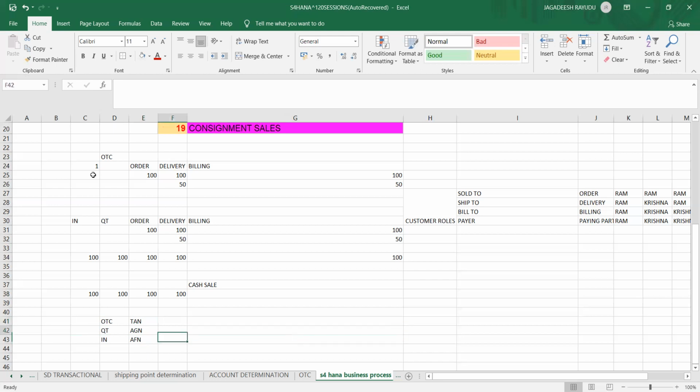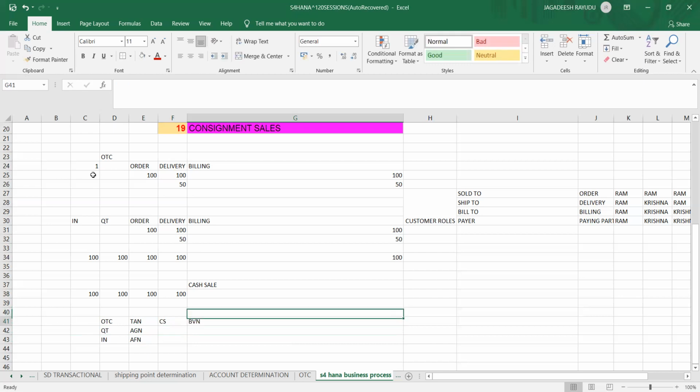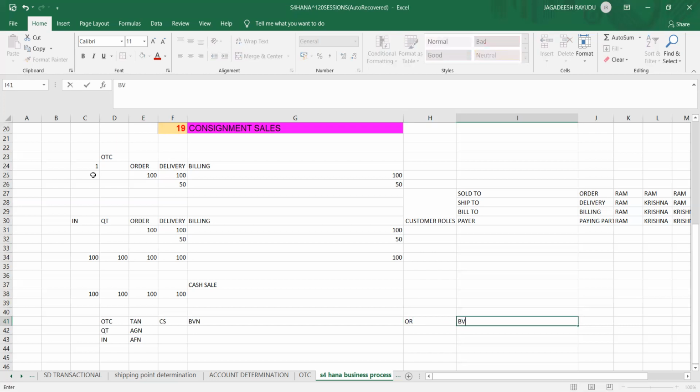Whereas if you compare the same thing with cash sales, for standard you have something called BVN. Your document type for normal sales is OR, and here it is CS. Here one tick mark will be there, with which immediate delivery will be created. In the next video I will try to explain the technical details for those looking for consulting level. So this is the brief about cash sales.